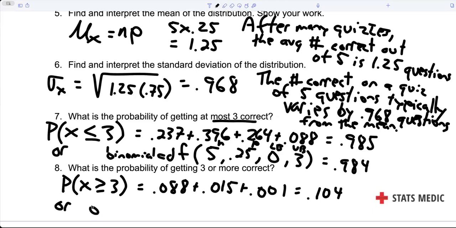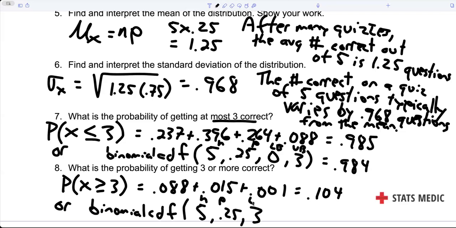Or we could do binomial CDF. N is 5. P is 0.25. My lower bound this time would be 3. My upper bound would be 5. And if you put that into your calculator, I got 0.1035.